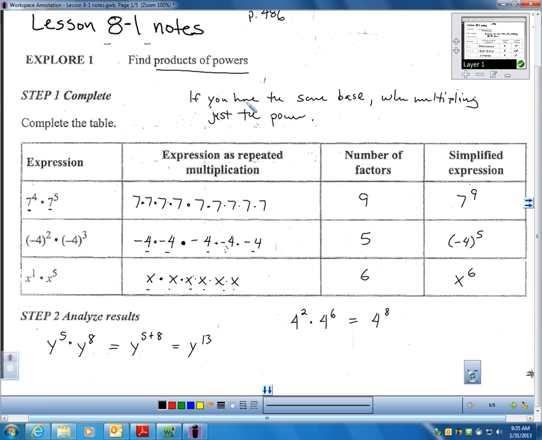Let me write this too. I didn't use very good terminology here. If you have the same base when multiplying, I should say add the exponents. That'd be a better teacher way of speaking that. All right? So there's the product of powers. That's the first concept we have to learn. All right? Let's go to the next rule.